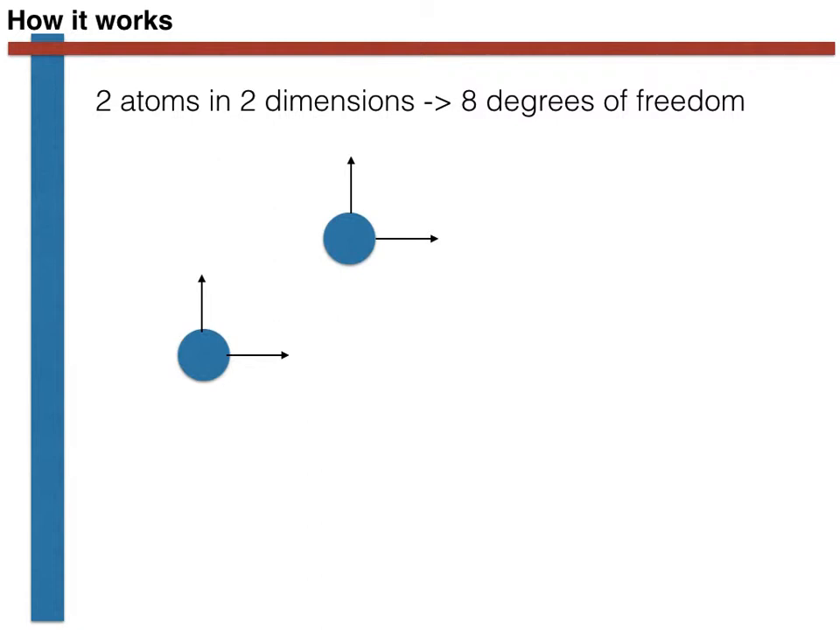In physics, we call these various coordinates that we need to specify the degrees of freedom in our system. We thus state that our diatomic molecule has 8 degrees of freedom. In general, a system of n atoms in a real 3-dimensional space has 6n degrees of freedom: an x, y, z, vx, vy and vz coordinate for each of the atoms within the system.